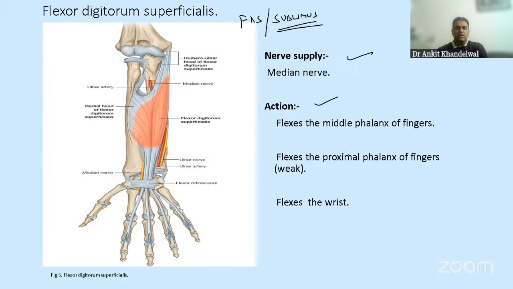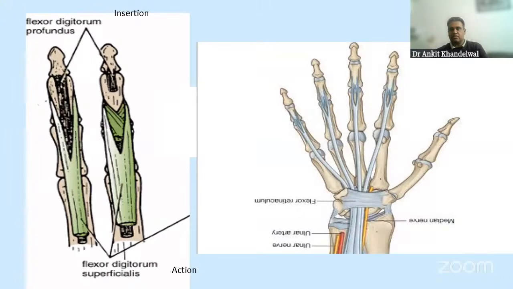What does it do? It flexes the middle phalanx of the finger, and flexes the proximal phalanx weakly. It does not flex the distal phalanx of the finger. It is only acting at PIP. It does not act on DIP. Do remember that.